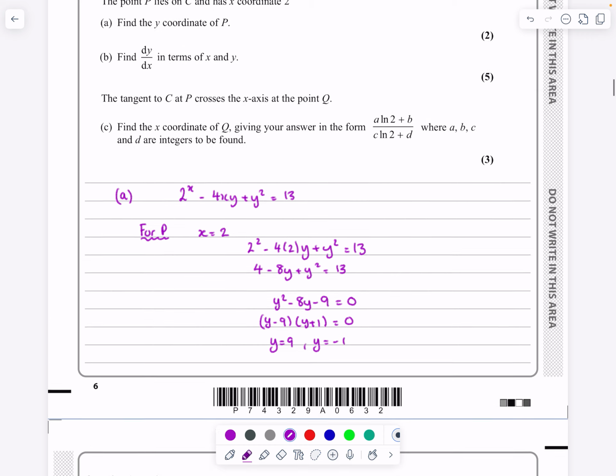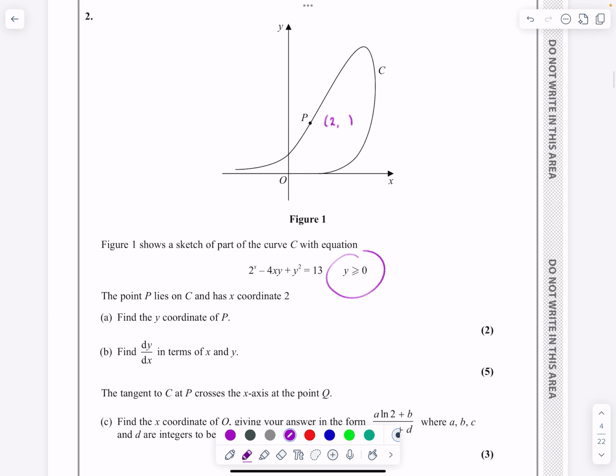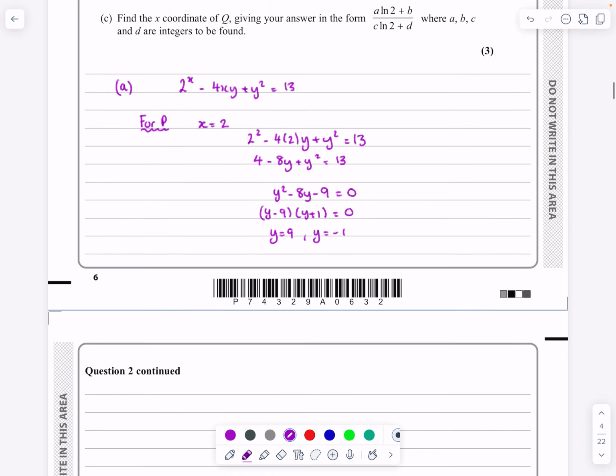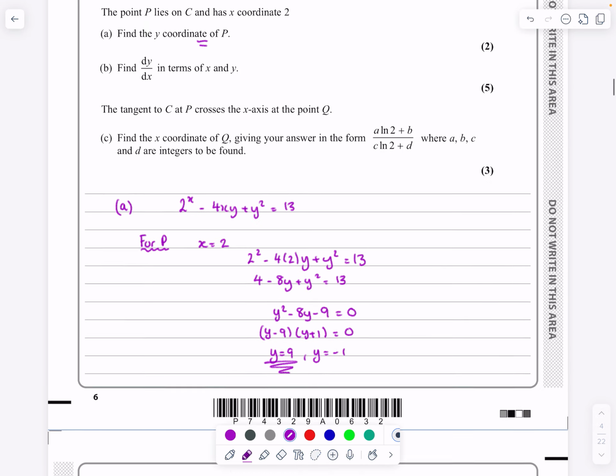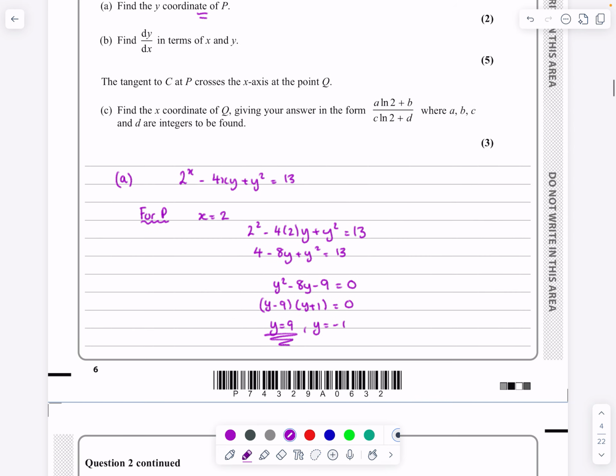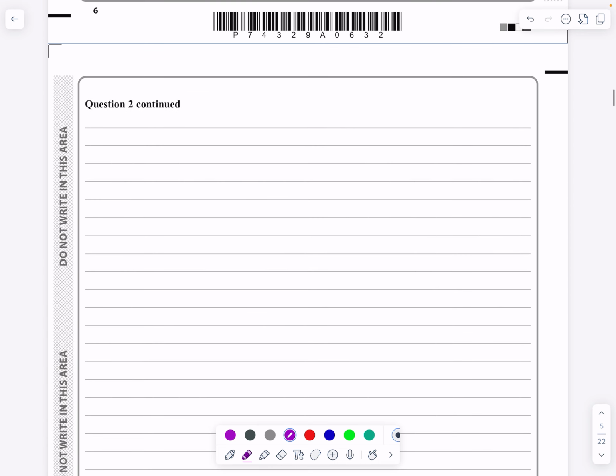Let's just check if there's any limits to that. Yeah, they said y was greater than or equal to 0. And actually they also said coordinate and not coordinates. So that's going to be where y equals 9. Okay, so point P is (2, 9). We'll use that later. Part B, though, says, can we find dy by dx? This is sort of the main part of this question then. So for part B, yeah, absolutely.